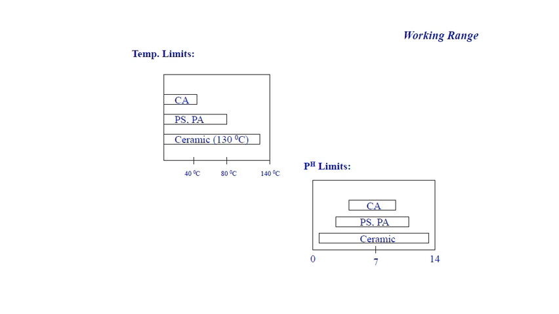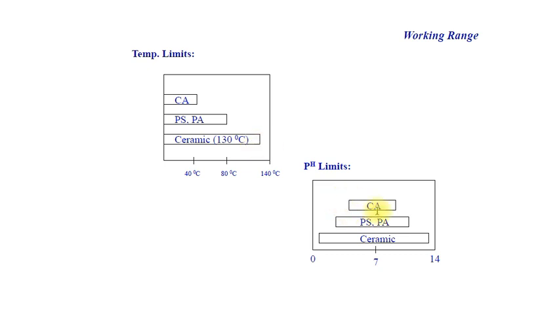Now the working range of different types of membranes. Here we explain the temperature limitation. Cellulose acetate membrane can be used up to 40 or 50 degrees Celsius. The polysulfone and polyamide membranes can be used up to 80 degrees Celsius, and ceramic membranes can be used at 130 or even 500 degrees Celsius. Nowadays, ceramic membranes are available which can work up to 400, 500 or 600 degrees Celsius.